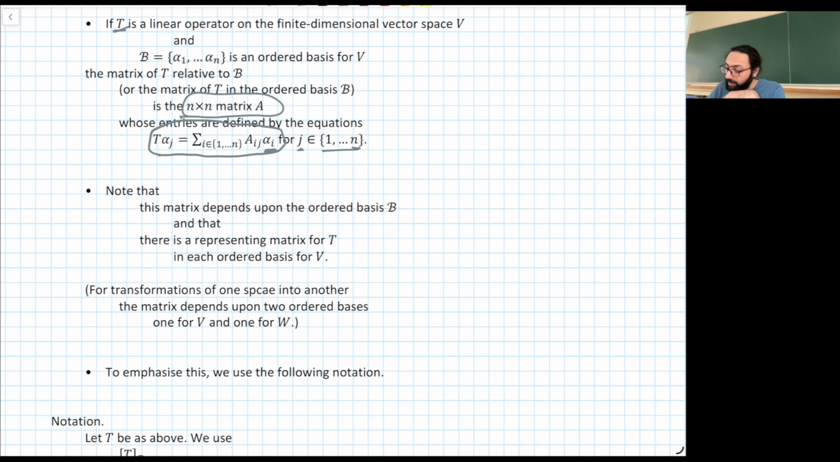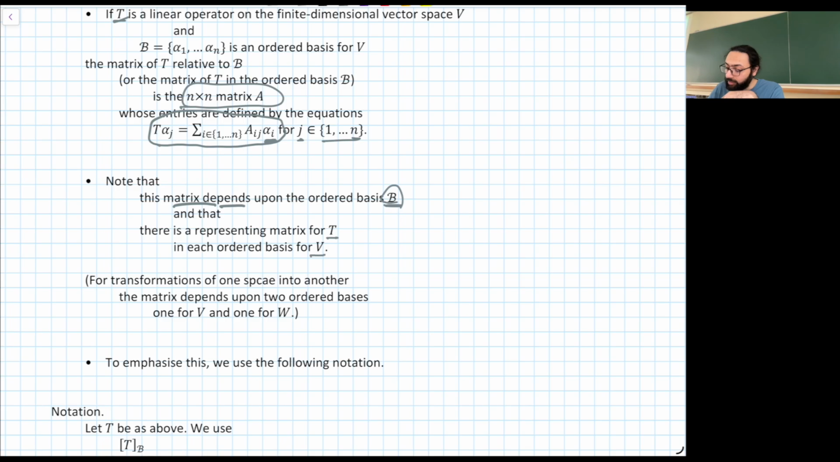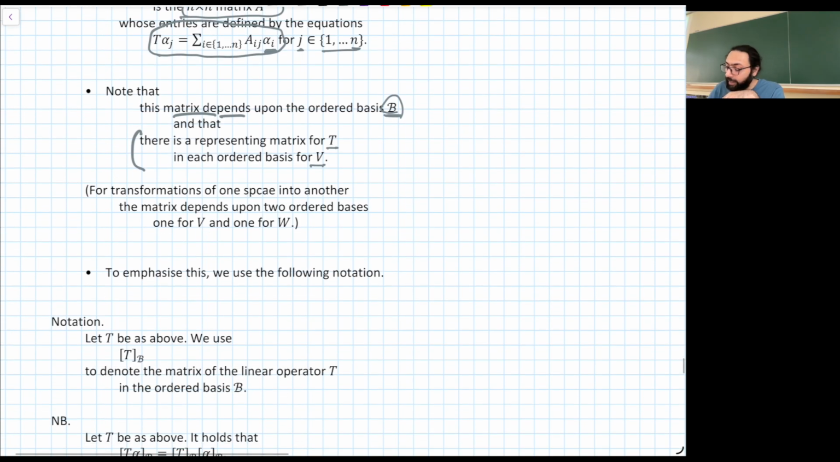Okay. And note that this matrix depends on the ordered basis B. So it's not independent of the basis B, and it's representing a matrix for T in each ordered basis for V. Sorry, so for every B you can find a representation matrix. That's kind of obvious. And for transformations of one space into another, the matrix depends upon the two ordered bases, one for V, one for W.